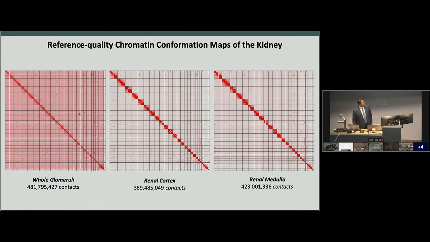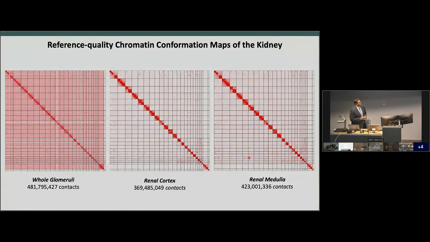Since then, we've generated additional maps from the whole kidney cortex and medulla. And again, I want to emphasize that these maps don't exist for any other native tissues, not even heart, lung, et cetera. We only have it for kidney now, all right? So these are, again, going to provide us new insights into how the genome is organized.